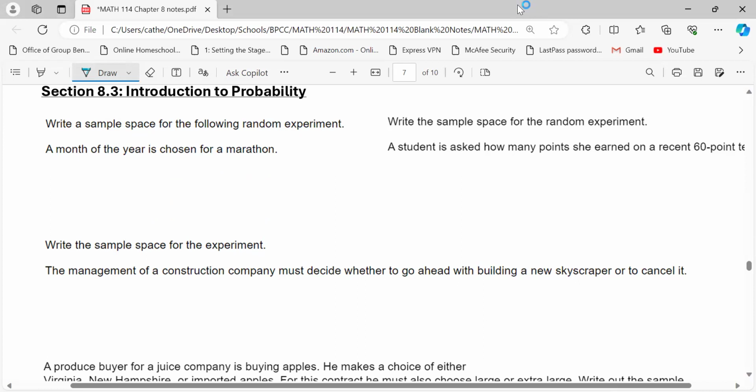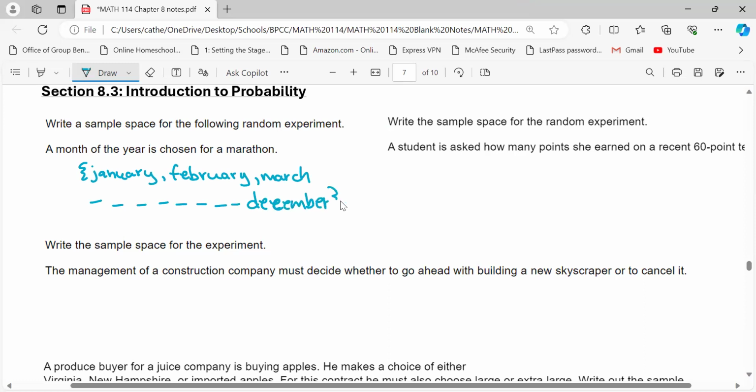So, month of the year is chosen for a marathon. Okay, so think about months of the year. Your sample space, and they'll have the brackets, it'll be like January, February, March. I'm not going to write all these out. April, May, June, July, August, September, October, November, December. And they'll list all the months.